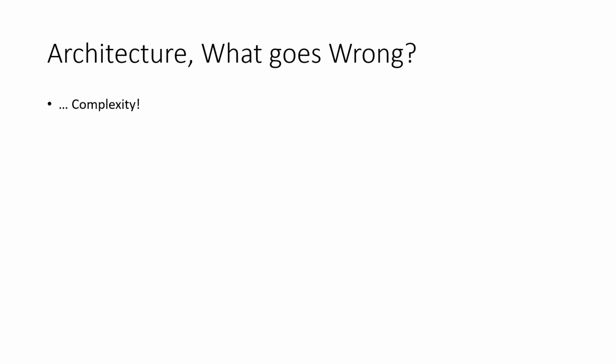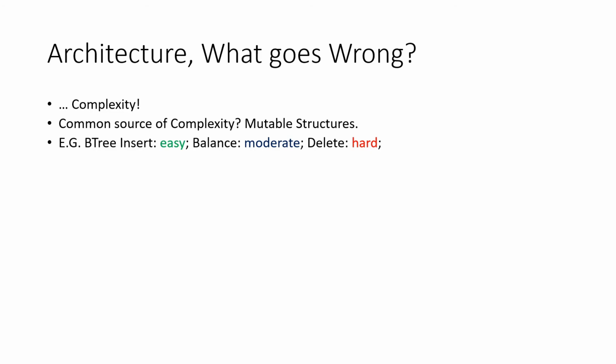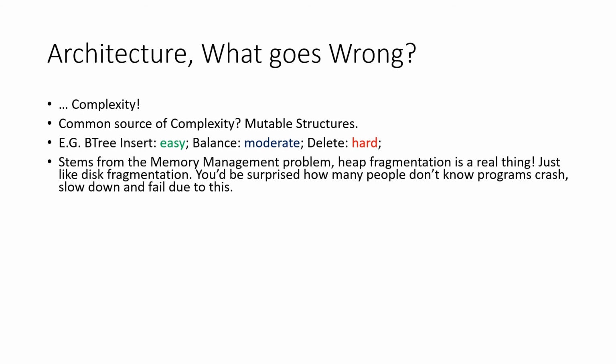To summarize, architecture. What goes wrong? Complexity. A common source of complexity is immutable data structures. For example, our binary tree. Insert is easy. Balance is okay. Delete is hard. This stems from the memory management problem. Heap fragmentation is a real thing. Just like disk fragmentation. You'd be surprised how many people don't know programs crash, slow down, or fail due to this.